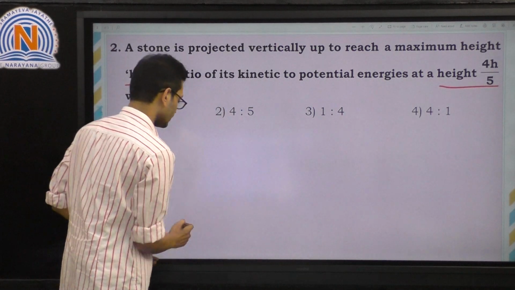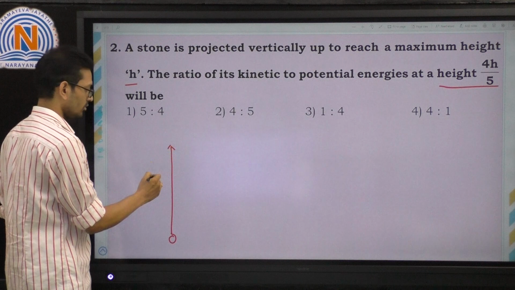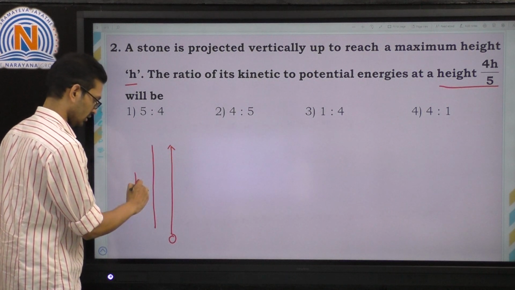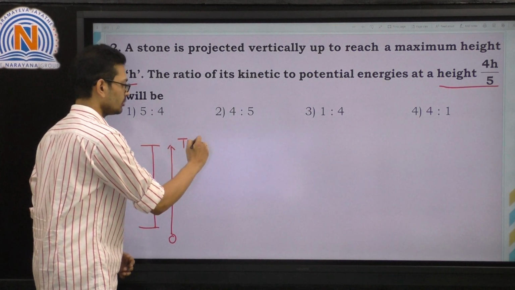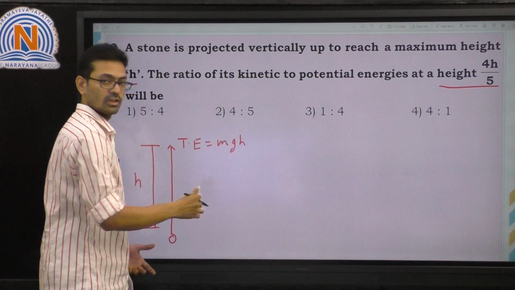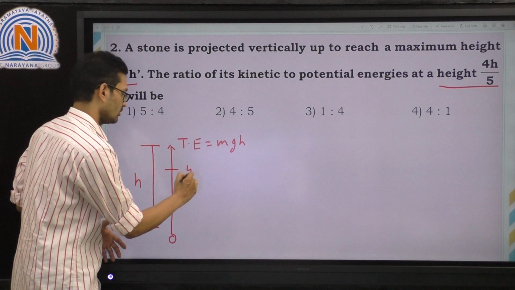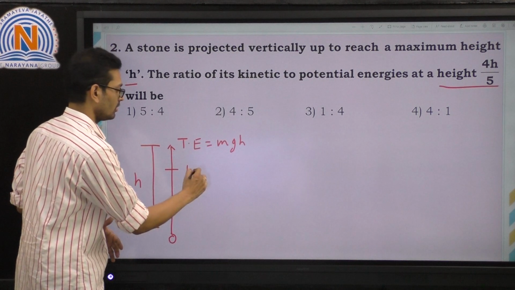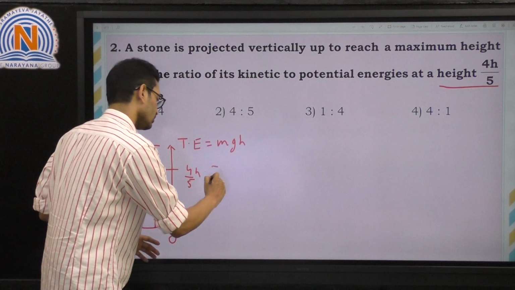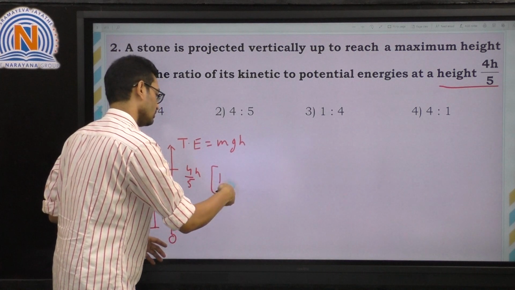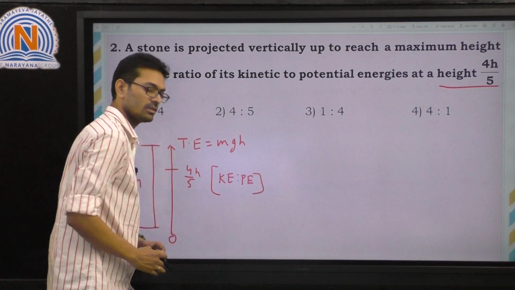Let us consider this situation. I'm going to draw it over here. This is a stone, you throw it up to a height h. So the height over here is h, right? So the total energy at this point is going to be mgh. Total energy at a certain height is going to be mgh. Now at some point, 4 by 5 of h, I need the ratio of KE is to PE.